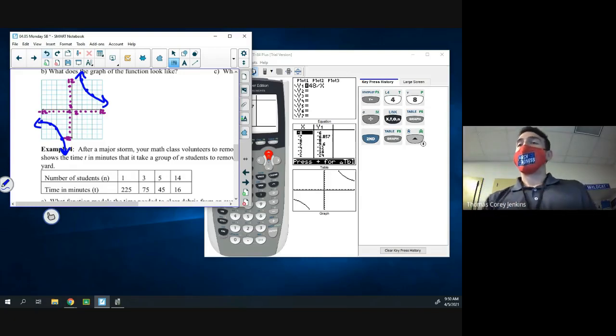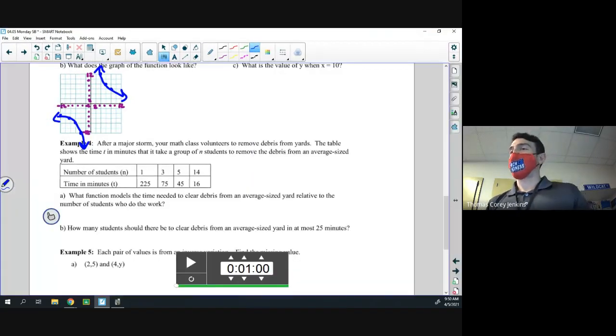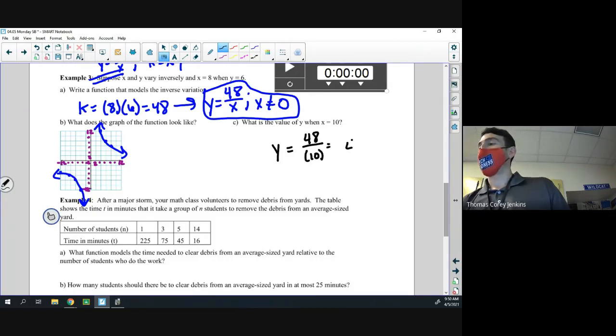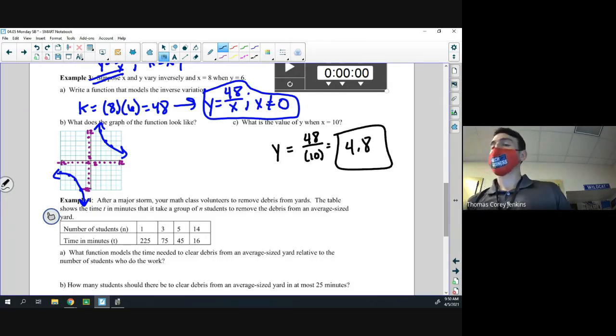Okay. That's the last thing we're really going to need that for. Then part C wants to know the value of y when x equals 10, so we just substitute in 48 over 10, which is 4.8. All right, so let's keep it moving unless anybody has any questions.